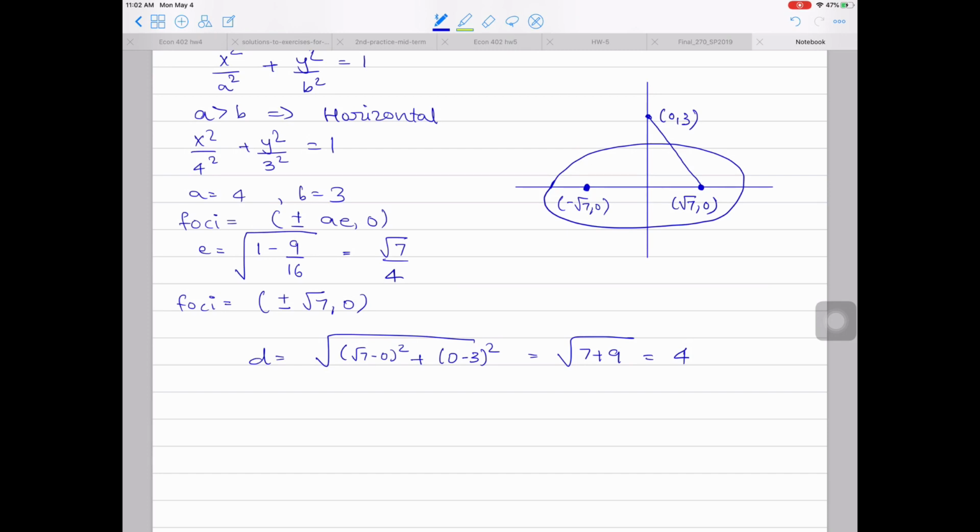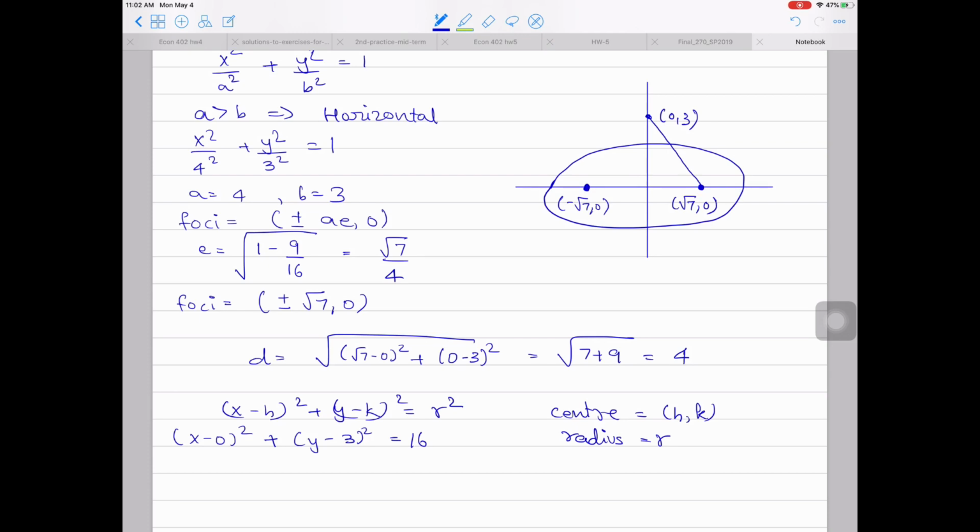Which gives us that the equation of the circle should be (x minus h) squared plus (y minus k) squared equals radius squared, where the center is (h, k) and the radius is r. So this says (x minus 0) squared plus (y minus 3) squared equals 16.